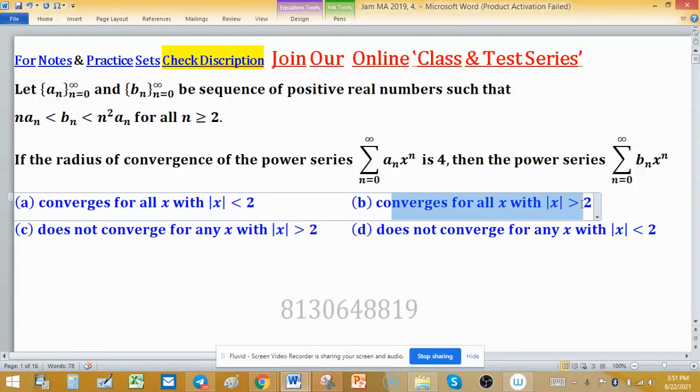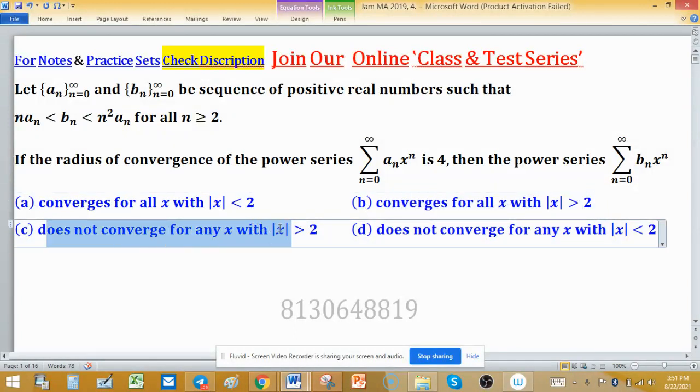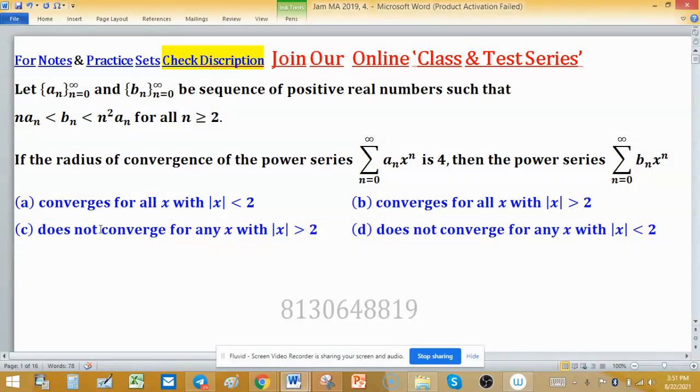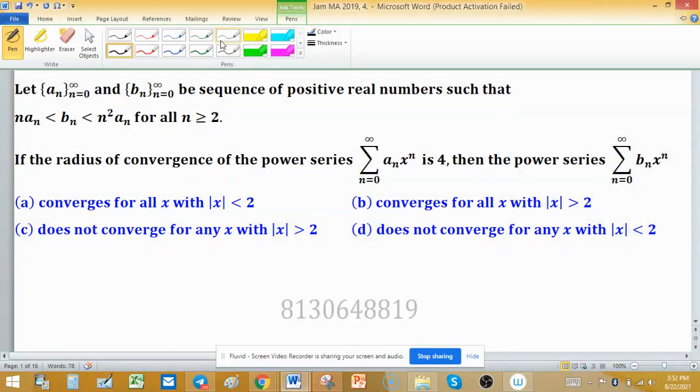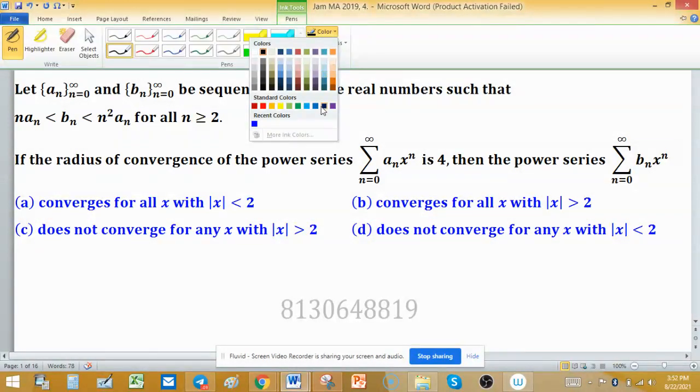0; converges for all x with |x| > 0; does not converge for any x with |x| > 0; and option D is does not converge for any x with |x| < 0. So actually we have to find the radius of convergence of this power series.